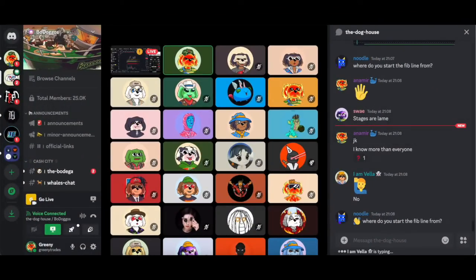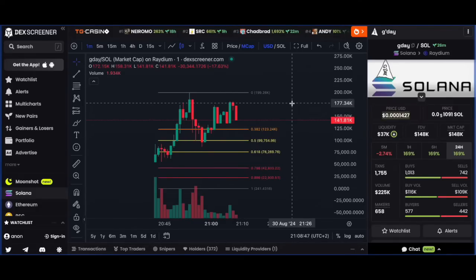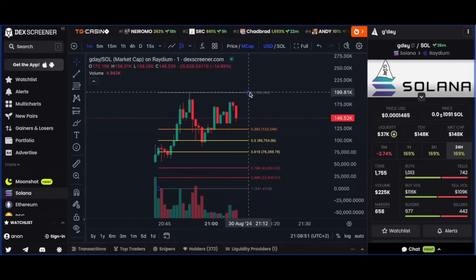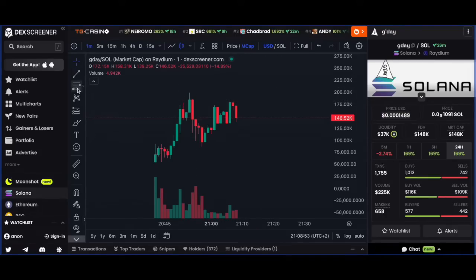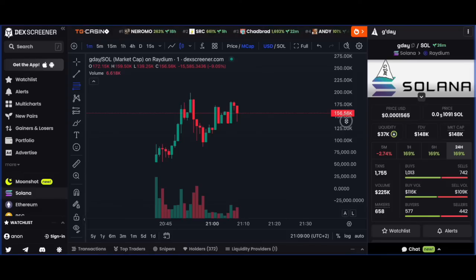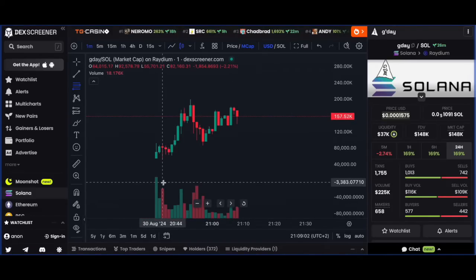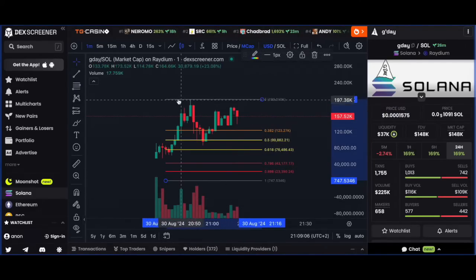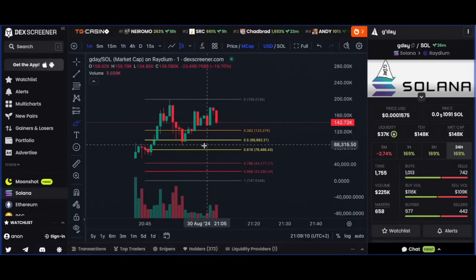So Noodle's asking a good question: where do you draw the fibs from? There are a couple of different ways. Generally with meme coins, I like to draw the fibs from 0. Obviously this is a Dex Screener chart, BullX has the full chart, but you get as close to 0 as possible. So that's 747, and you draw it to the top there. Those are the levels that I like to keep an eye on.